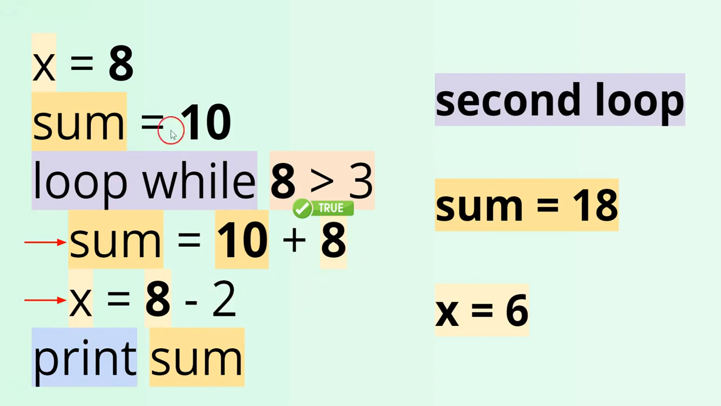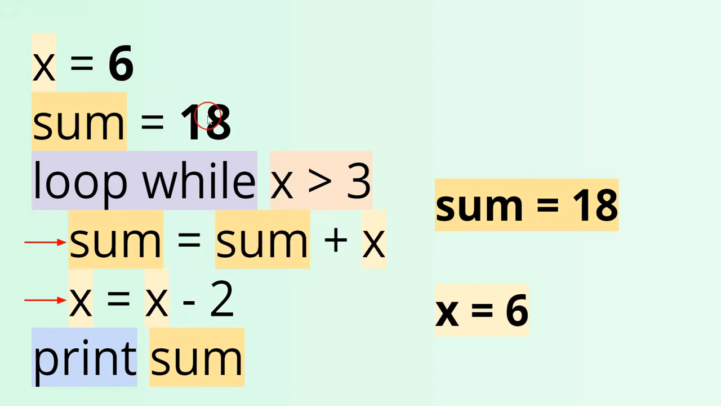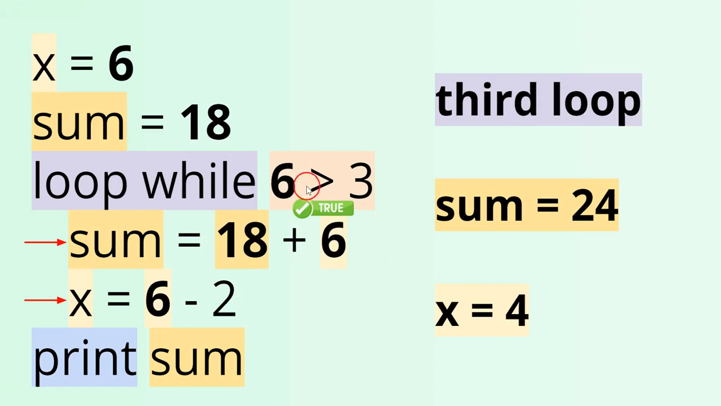Okay? So let's update all our variables. We have 6 and 18. Okay? X is 6 now. So 6 is greater than 3. So we are going to do the code. Sum is at 18 right now, so we're going to fill 18 in here. We'll fill in 6 here, and we'll fill in 6 here, right? Because this is true. So 18 plus 6 is 24. 6 minus 2 is 4.